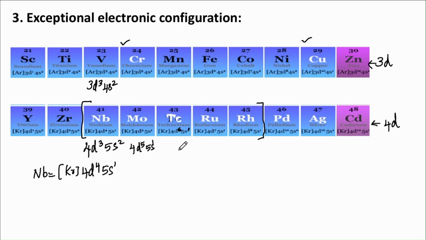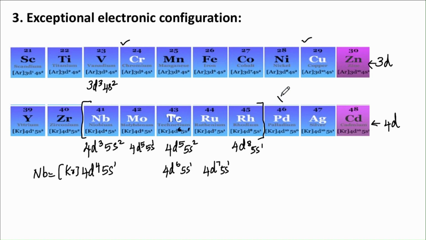Technetium, which comes after manganese, also should have the configuration 4d5 5s2. Here also one electron is attracted to the inner shell. So, 4d6 5s1. Then going to ruthenium, 4d7 5s1. Then for rhodium, 4d8 5s1. So, for all these elements, the 5s orbital, or you can say the s orbital, has only one electron. So, all these elements show exceptional electronic configuration.